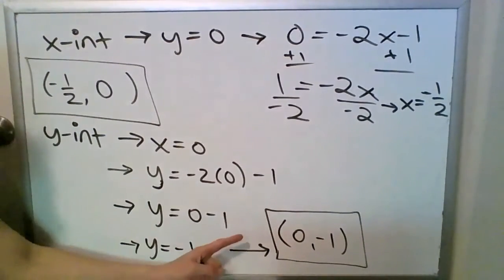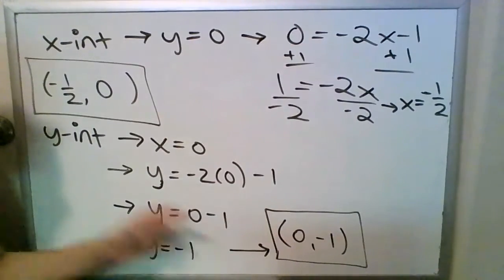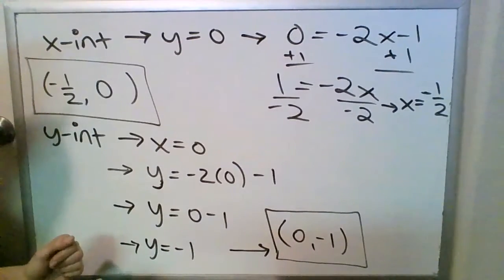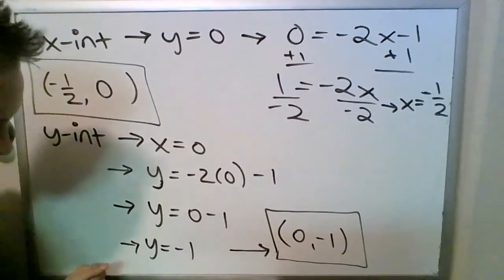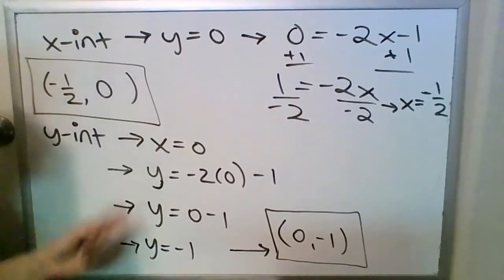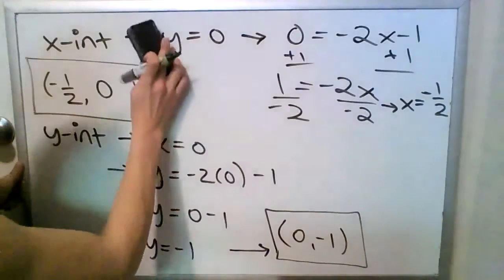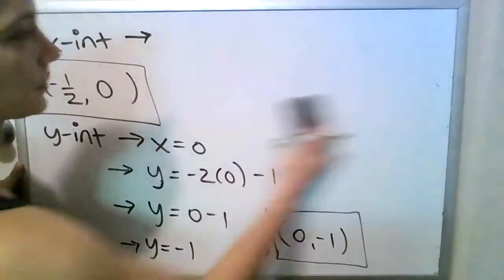X-intercept, y-intercept. If I wanted to draw that line, I could just plot that point, and connect them. Let's just do that really fast. We're going to go here and sketch a graph.